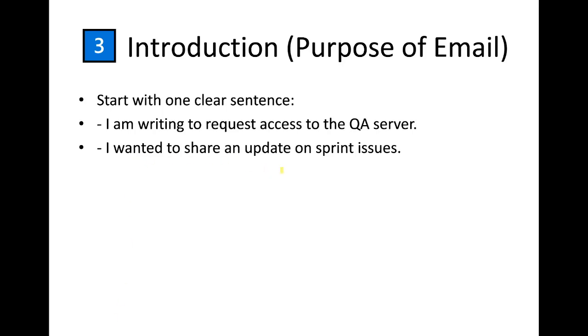Third is the introduction, the purpose of the email: why you are writing the mail. Start with one clear sentence. You can start with, "I'm writing to request access to the QA server." Suppose you want access to the server, you can start simply like that, or "I wanted to share an update on a sprint issue."